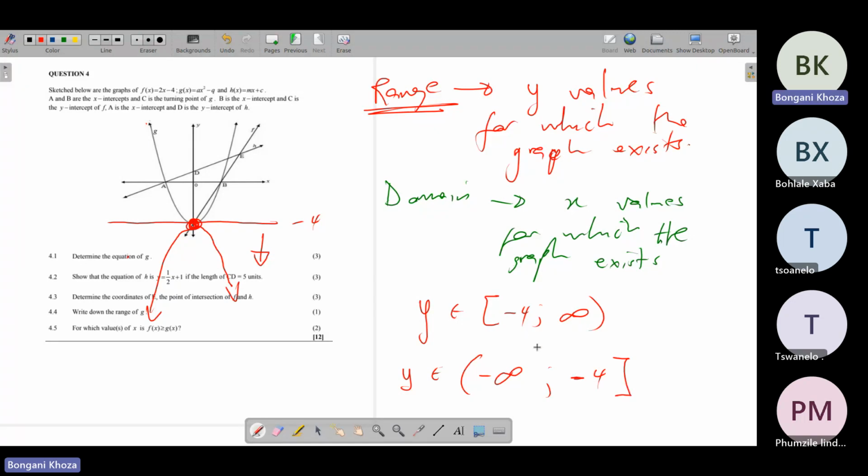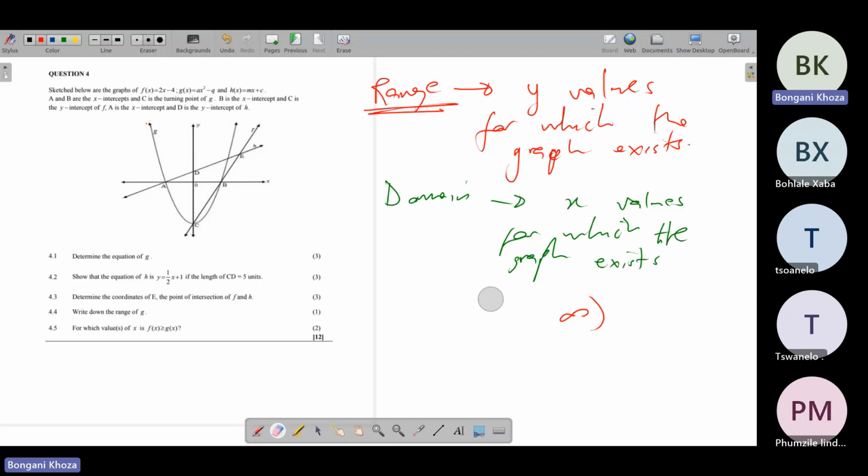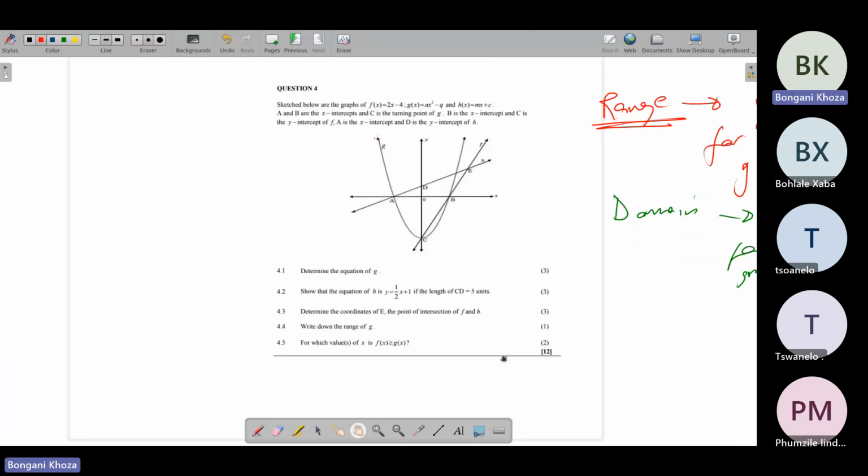So the order of these numbers matters. This is the starting point, and this is the end point. Starting point from negative infinity up to the end point, which is -4. Any questions regarding range? No, sir. All right. So the range of this one is just from -4 up to positive infinity. So the tricky questions become this one, but it's not tricky after explaining it.